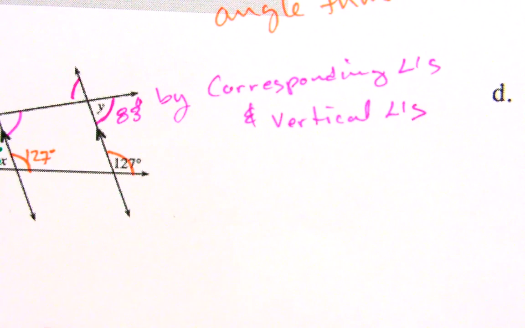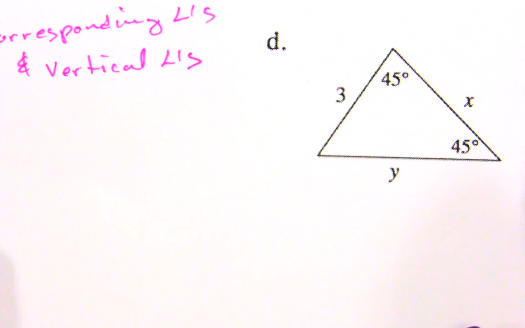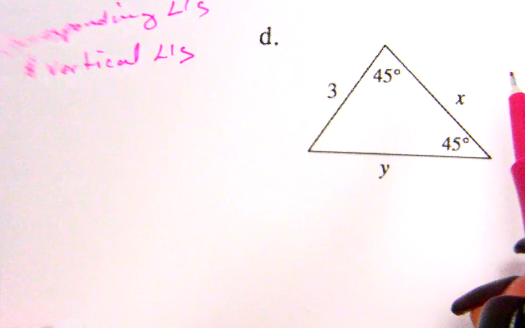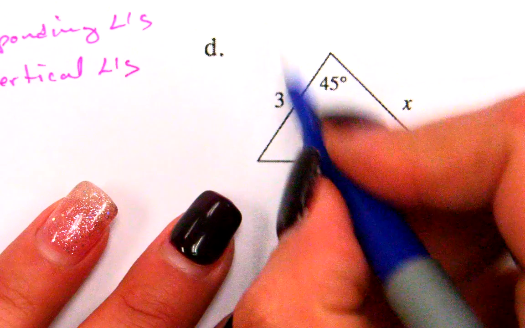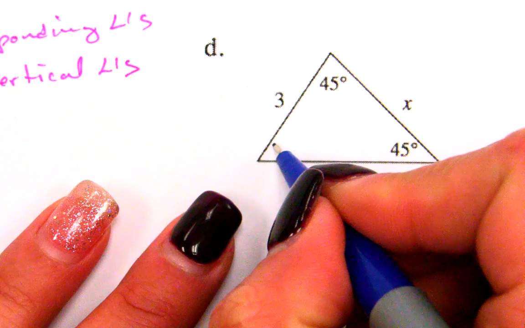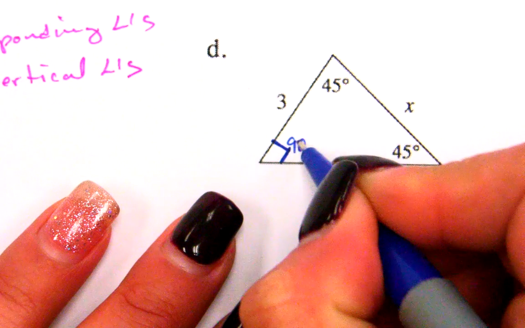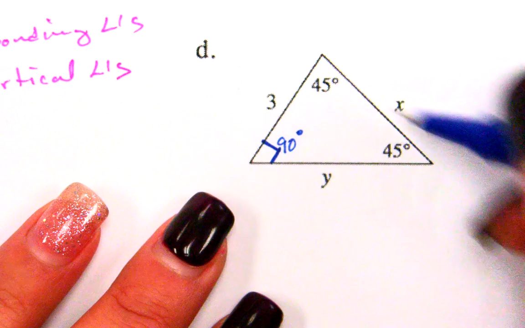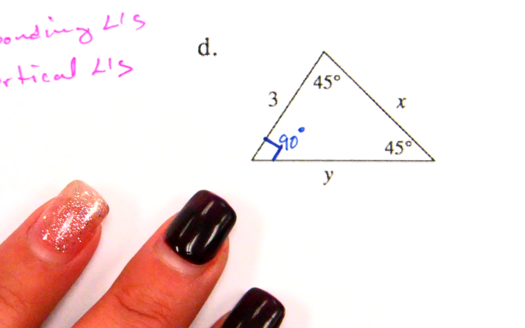Okay, part D. We have a triangle and we just have to find the sides. Oh, that should be easy enough. Hey, look, it's a 45-45. So you know what that means? By math law, technically this is a 90-degree angle. I know it doesn't look like it, but it is. It's 90 degrees. Yay! Because it has to be. If that's 45, that's 45, and 90, that makes 180. I don't care what it looks like, it's 90 degrees.